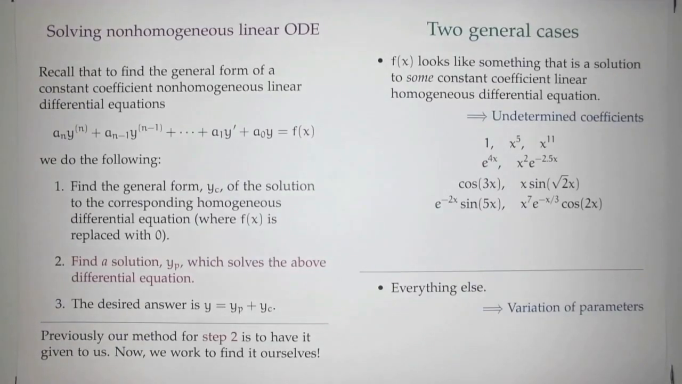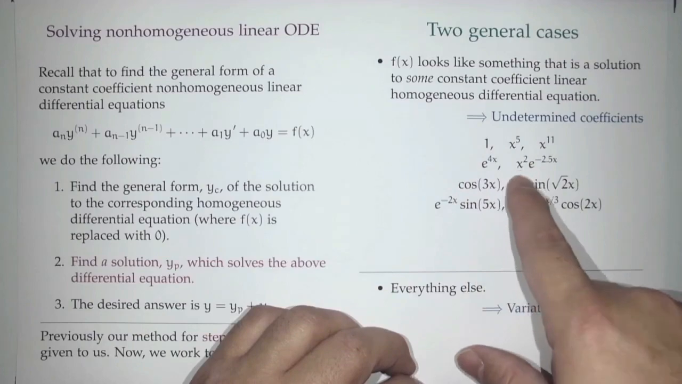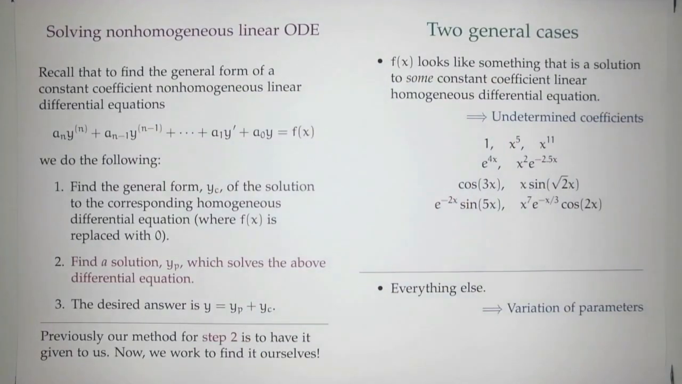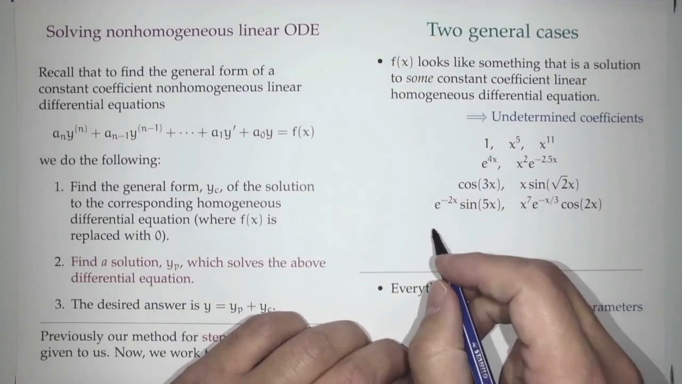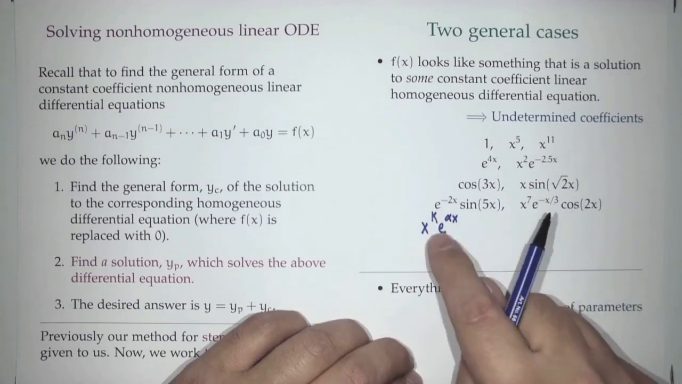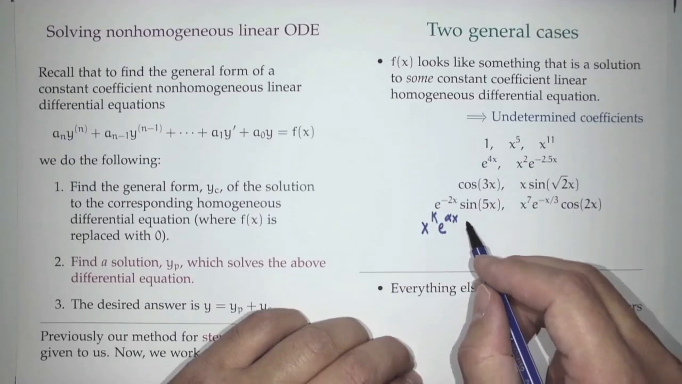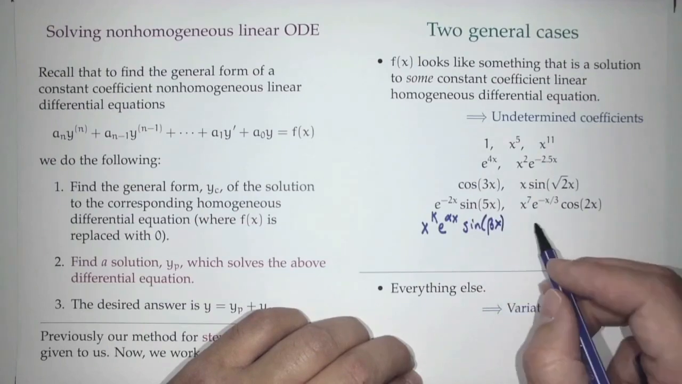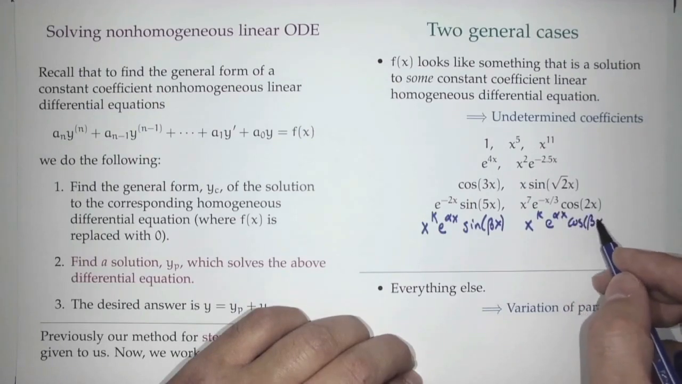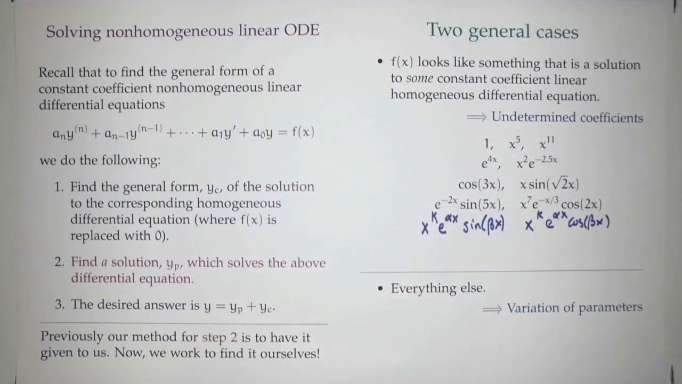So what are things that f of x can look like? Things like powers of x, e to the 4x, x squared times e to something. All of these are perfectly fine functions for things that are solutions. In general, our functions look like x to the k, e to the alpha x, where k is a whole number. I should emphasize that. Alpha can be any number. Or x to the k, e to the alpha x, sine beta x, or x to the k, e to the alpha x, cosine beta x. Again, beta can be any number, alpha can be any number, but k is a whole number. Generally speaking, those are the types of functions that we like.